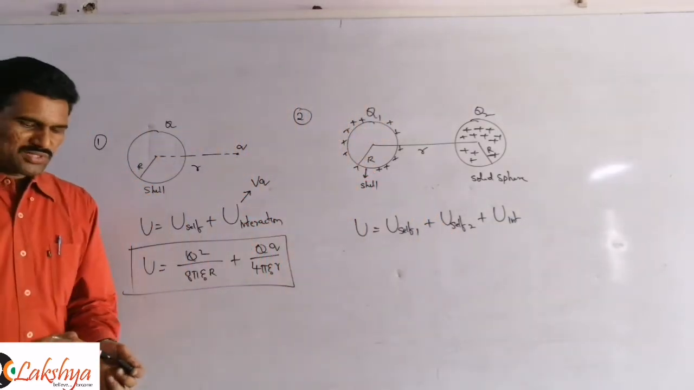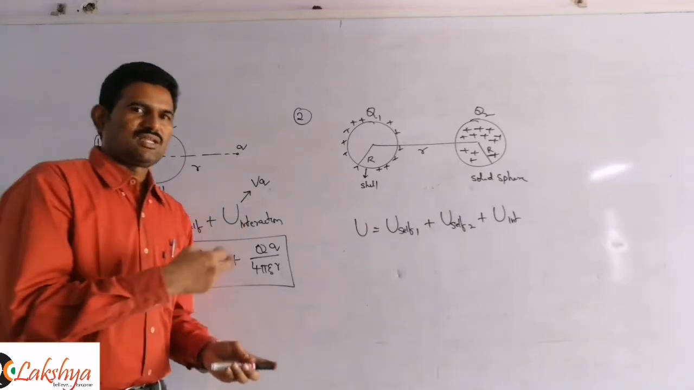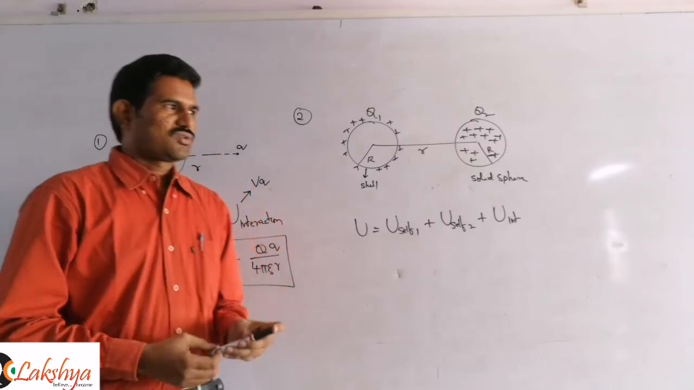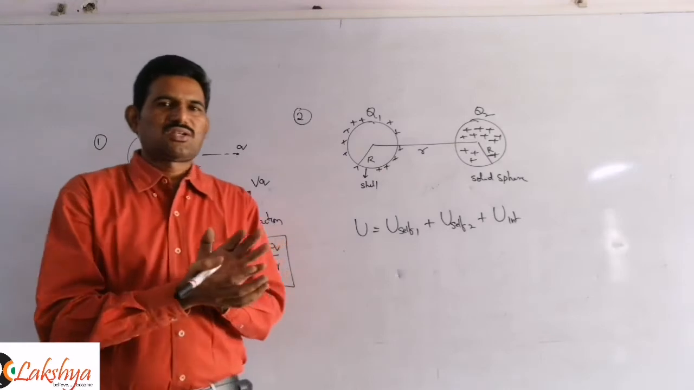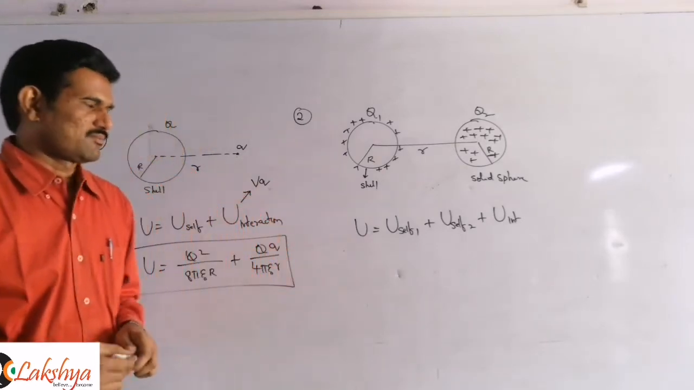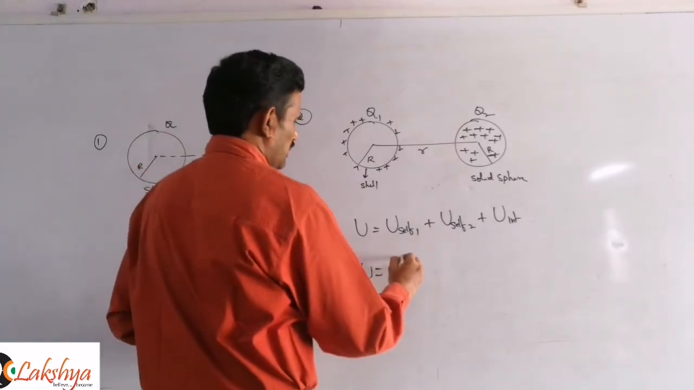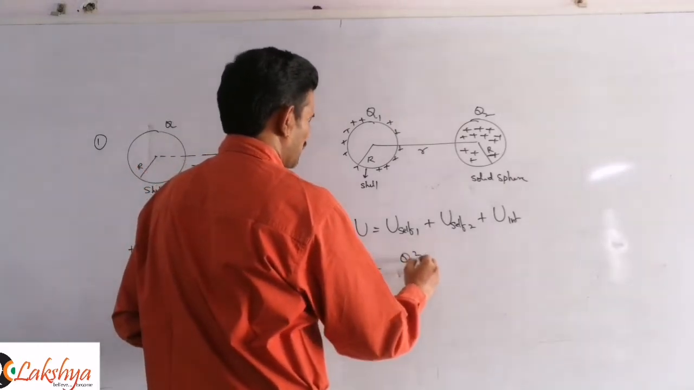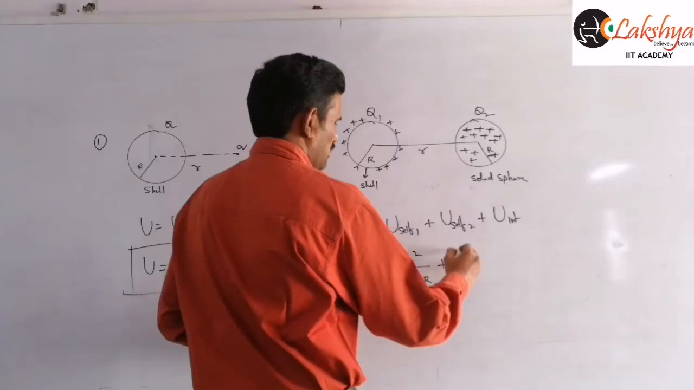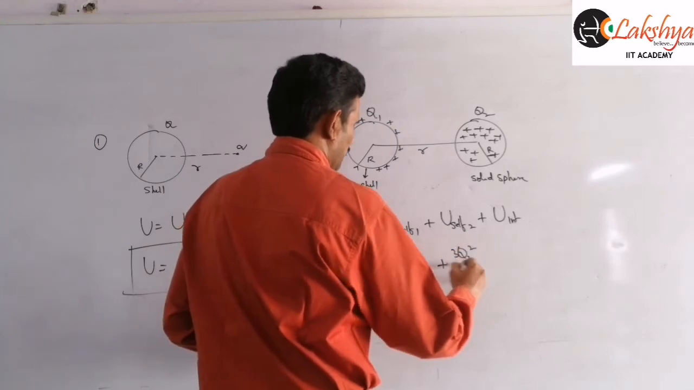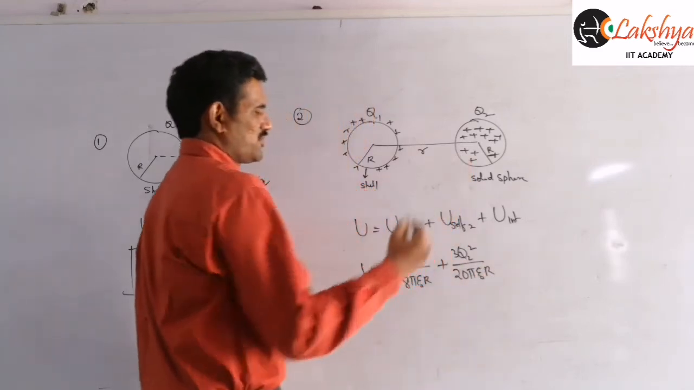That means when two objects are there, two self energy terms will be there. When three objects are there, three self energy terms will be there, right? That depends on the given configuration. And whenever charges are at finite distance, interaction energy terms will be there. So now I can write this expression as Q1 square by 8 pi epsilon naught R, plus 3 Q2 square by 20 pi epsilon naught R for the solid sphere.